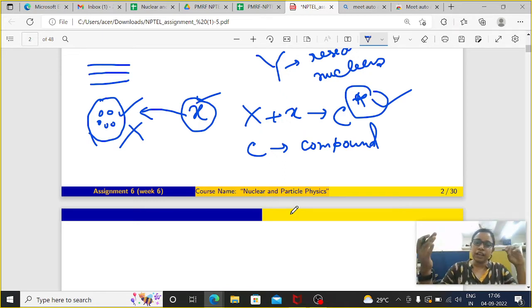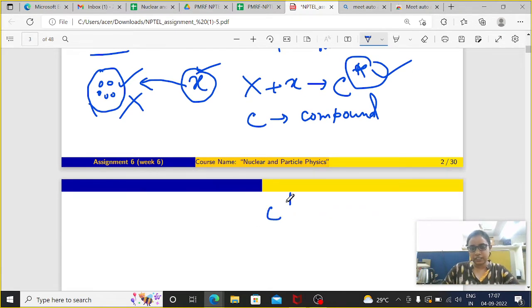Now what will happen is that C star will undergo a very large number of collisions, and for each and every collision there will be some energy released, and everything will be very unstable. But after some time it will decay into two particles, let's say capital Y and small y. So whatever I have written here, C star will go to capital Y plus small y. These types of things will be there in the compound nuclear reaction.